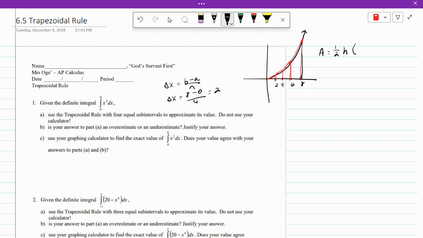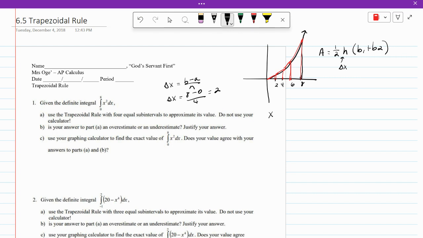Well, let's see. We also need to remember how to find the area of a trapezoid. So it's 1/2 times the height times base 1 plus base 2, where the height of the trapezoid is going to be my delta x. So from 0 to 2, 2 to 4, 4 to 6, and 6 to 8. And the base 1 and the base 2 are going to be the two values of the function on the left and the right. So like with a right Riemann sum, we just use the right value. For a left, we would just use the left. But for trapezoids, we're going to use both.